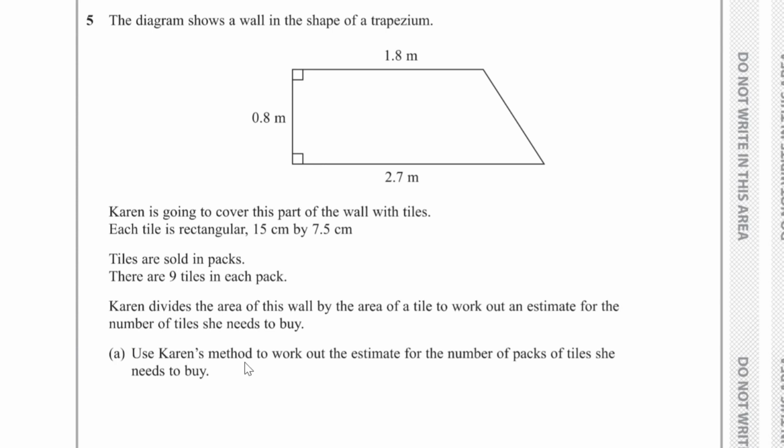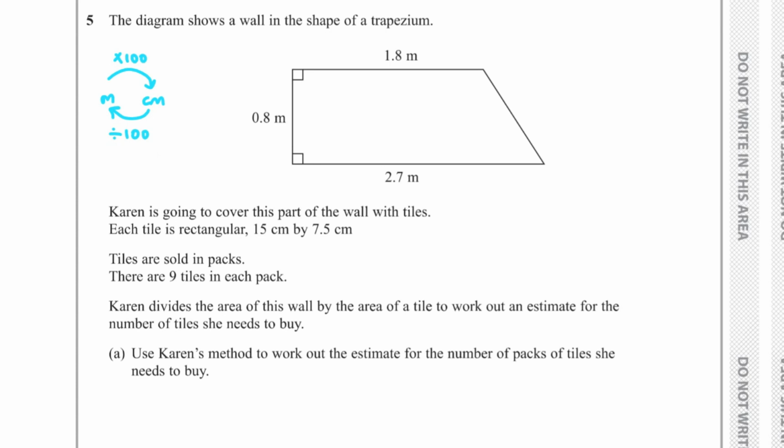For part A, we have to use Karen's method to work out the estimate for the number of packs of tiles she needs to buy. So here, first of all, you'll recognize that the dimensions of the wall are given in meters and the dimensions of the tiles are given in centimeters. So first of all, we need to make the units consistent. We can convert meters to centimeters to do that. To go from meters to centimeters, we need to multiply by 100. Centimeters to meters, we need to divide by 100.